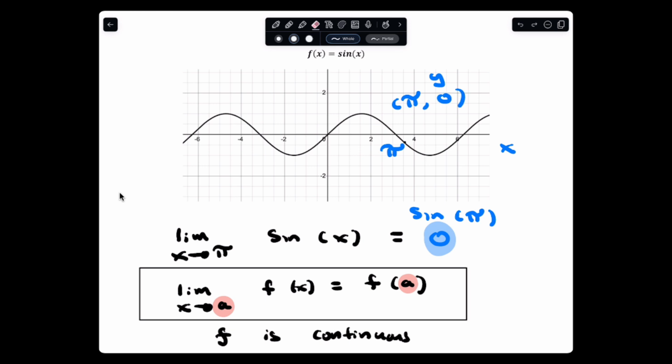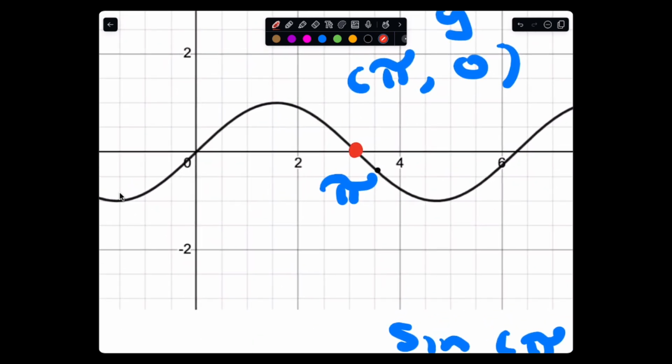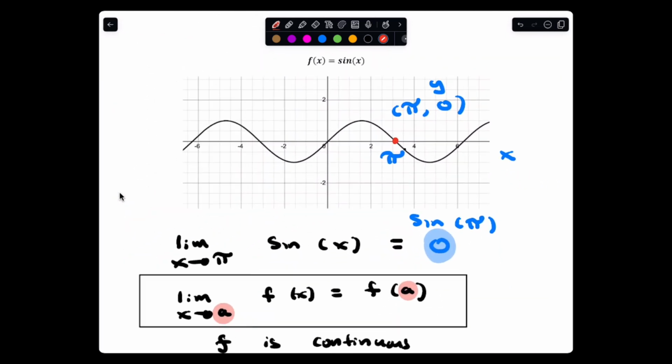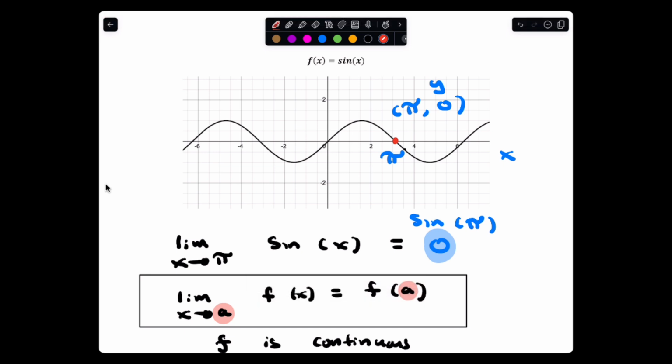Because you took the trig course. Do you guys remember? The address is right here, pi, zero. Okay? So sine of pi is actually zero. You're using the continuity definition. Your book actually calls it direct substitution before it calls it continuity.